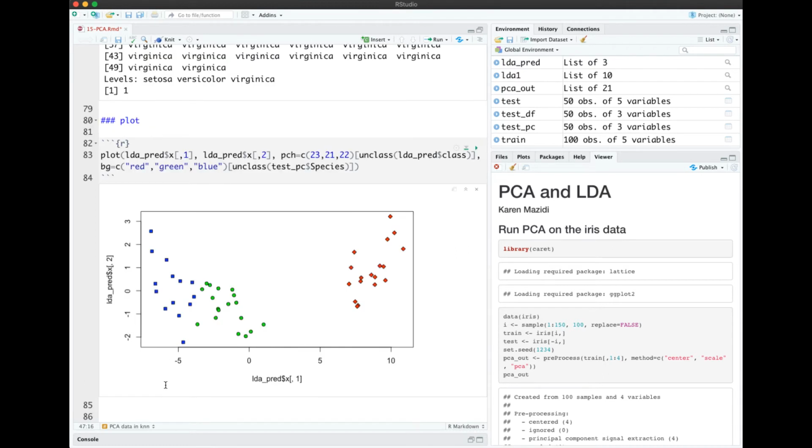When we plot the LDA predictions by class using the two linear discriminants returned by the model, we do see a nice separation. The color of the points indicates the true class, while the shape indicates the predicted class. In this case, we had 100% accuracy.